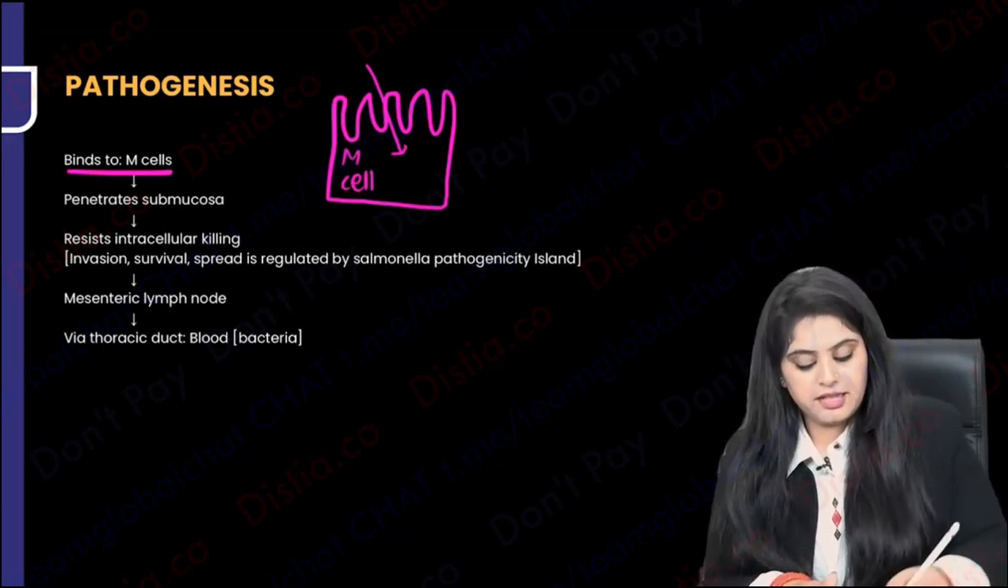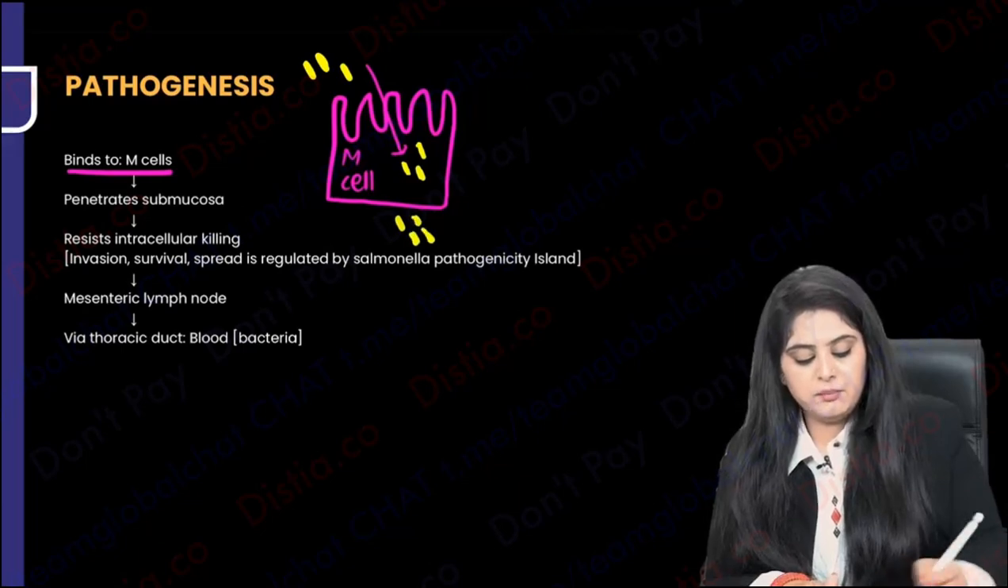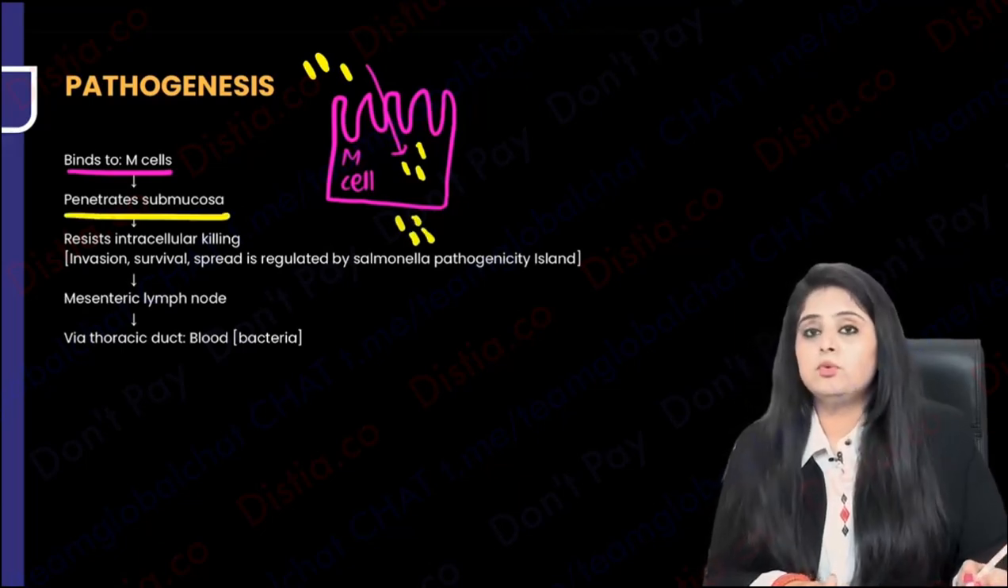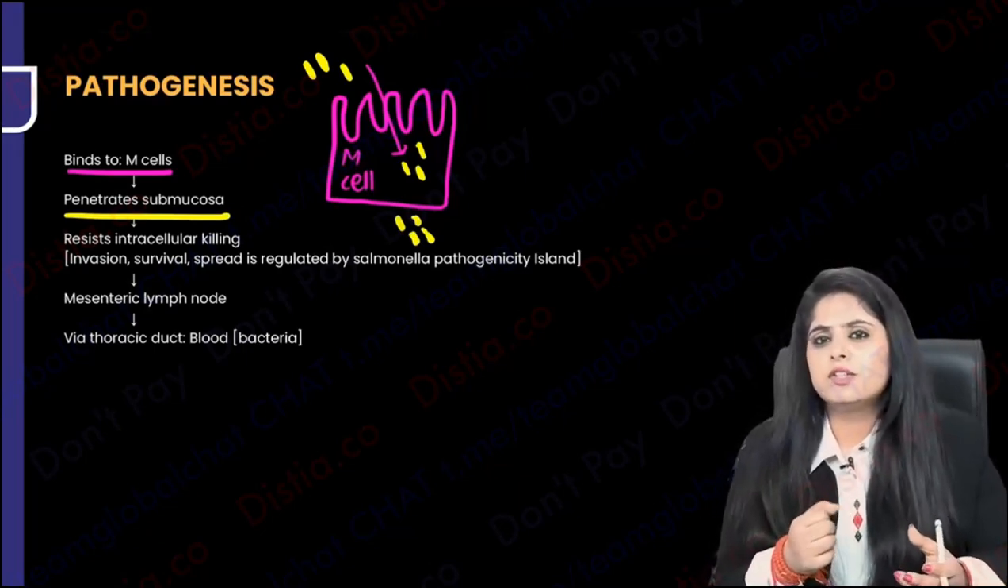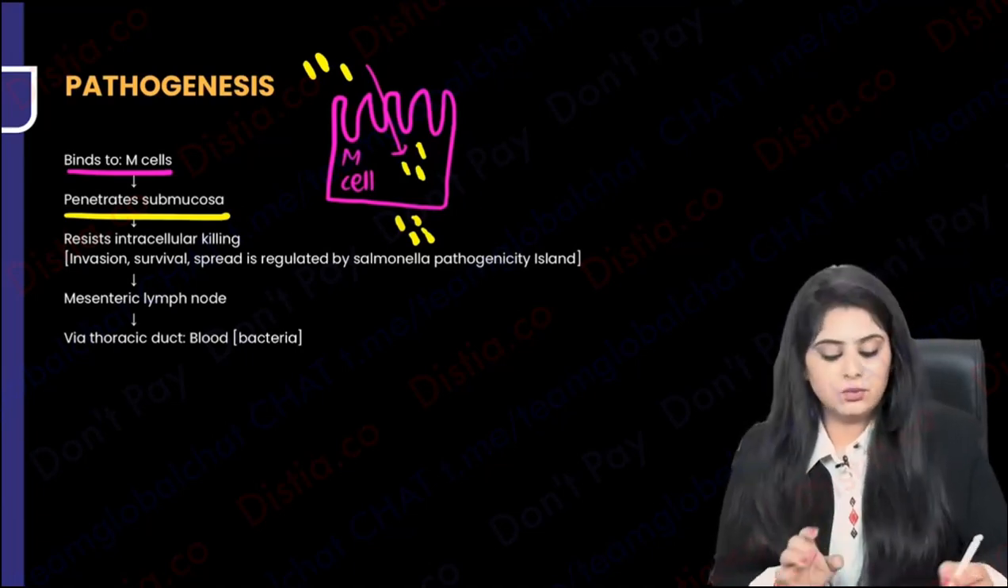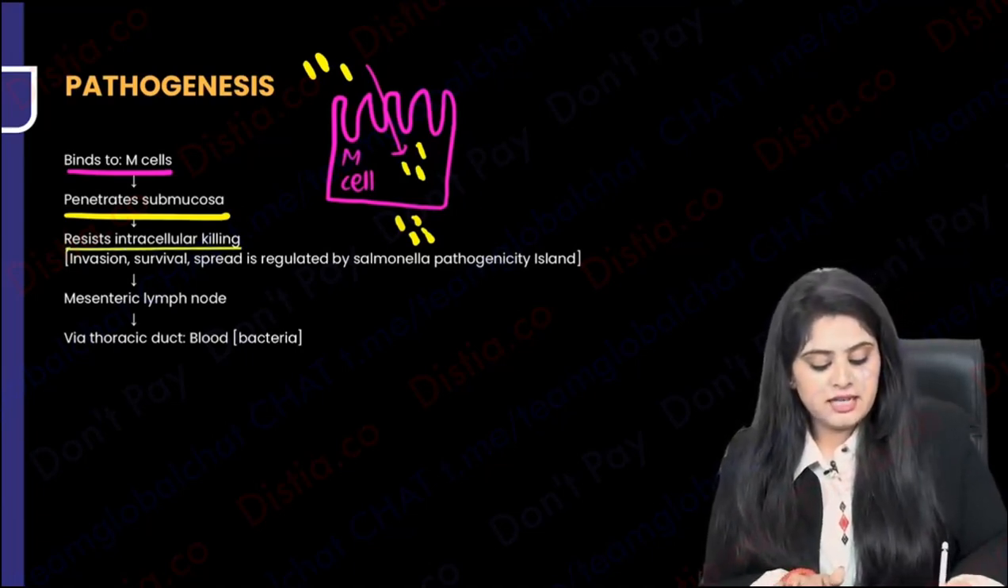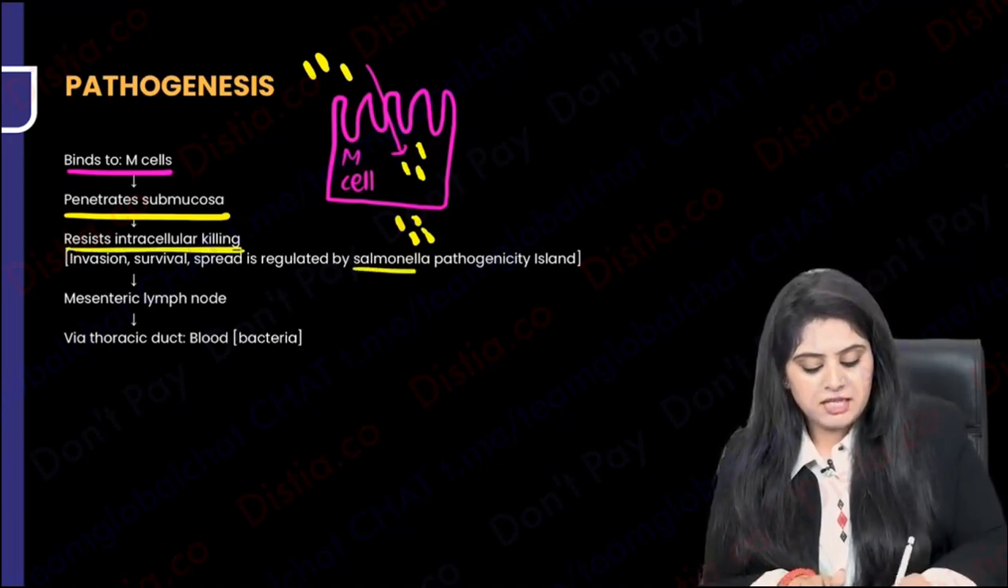So if I draw this as the Salmonella, it will enter the M cells. From there, it will go into the submucosa. You will say, okay, ma'am, the submucosa basically has a lot of macrophages and all of that. Will they kill the Salmonella? No. They will resist the killing. Why? Because they have SPI, Salmonella Pathogenicity Island.